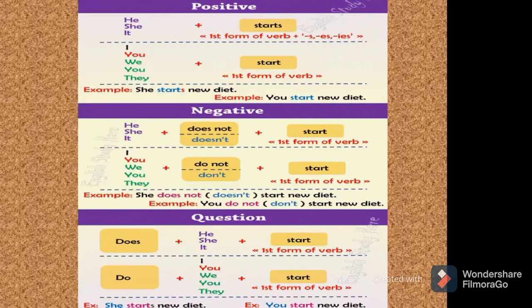More examples are there. She starts a new diet, but when the subject is second person or plural, you start a new diet. There is no S or ES. Similarly, interrogative: does she start? S is not there. Does, S has been omitted. Does she start a new diet? And with you we use do. You do not. So, do you start a new diet?